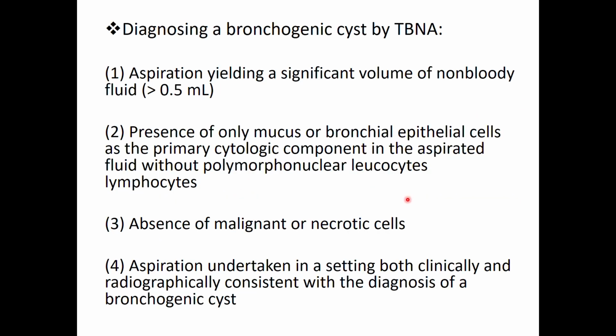So, when we diagnose a bronchogenic cyst, what are the confirmatory points? One, yielding a significant volume of non-bloody material, greater than 0.5 ml. Second, presence of bronchial epithelial cells, which is very important. If you find mesothelial cells, it will go more in favor of a pleuropericardial cyst. Number 3, absence of malignant or necrotic cells, and 4, the aspiration undertaken in a setting where you are clinico-radiologically suspecting a bronchogenic cyst.